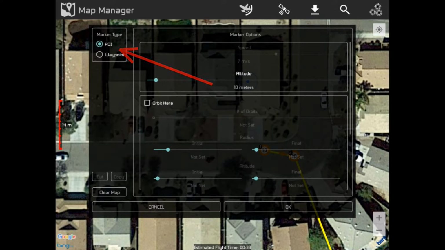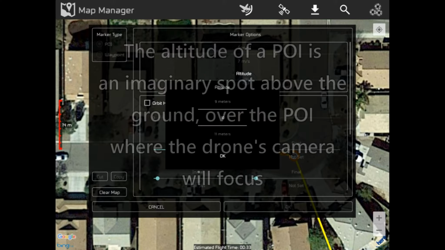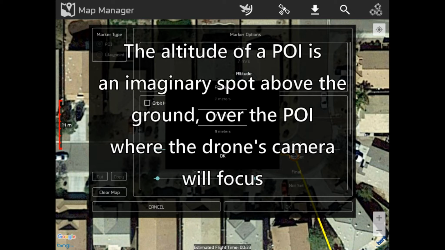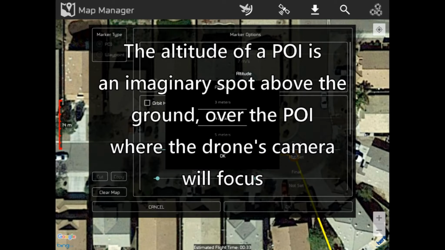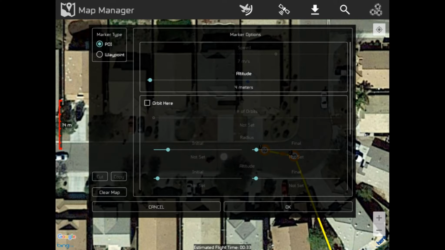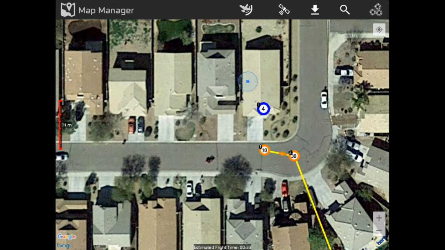And the altitude of 10 meters is a little high for my house. So we'll just come down here. We want the altitude to be about 4 meters. So do that. Okay, so our altitude is going to be about 4 meters, and the Bebop's going to be looking at about 12 feet above the ground level at our house. All right, so that's our point of interest.